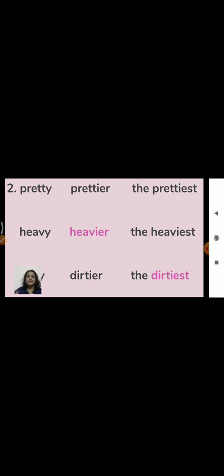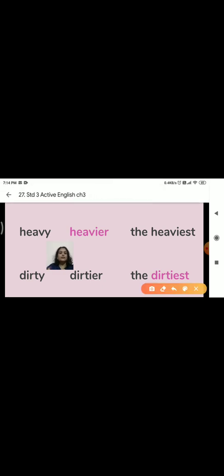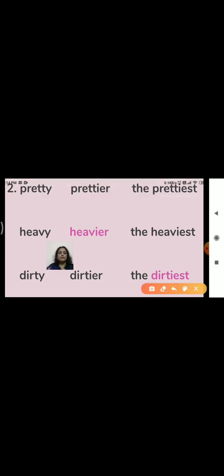Okay, now let's solve these examples in your book. Can you see them? Okay, so the first one is pretty, prettier, the prettiest. Okay, then we have heavy. We cut the Y out and we added I plus ER. So we got heavier and the heaviest. Okay, so heavy, heavier, heaviest.